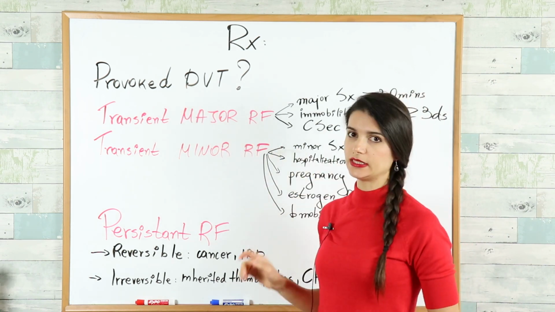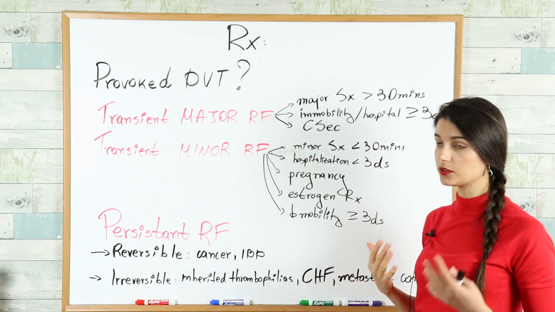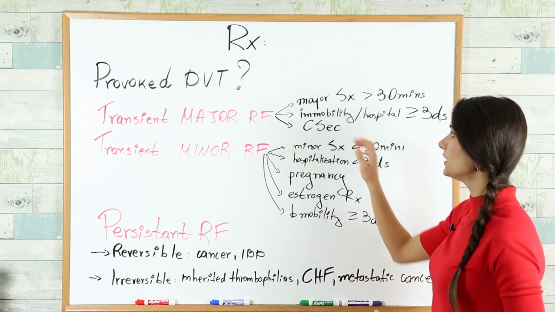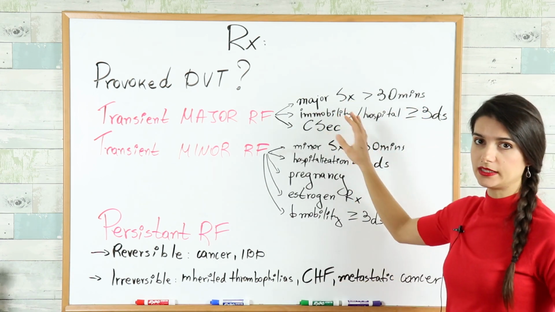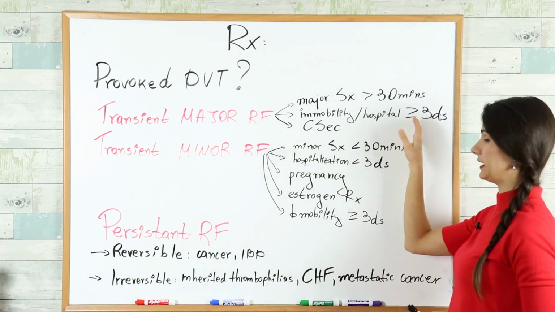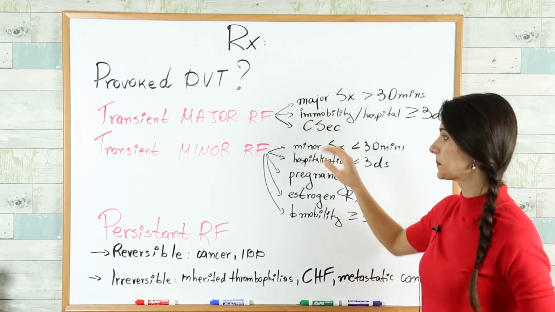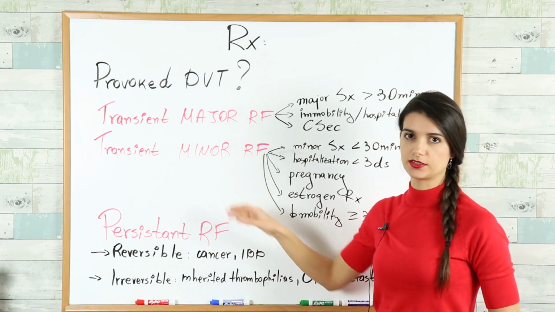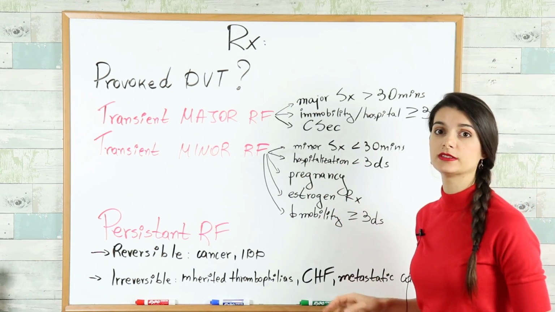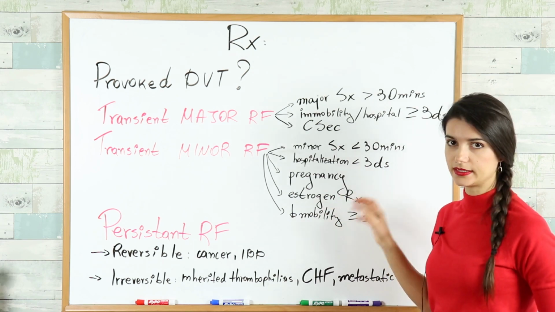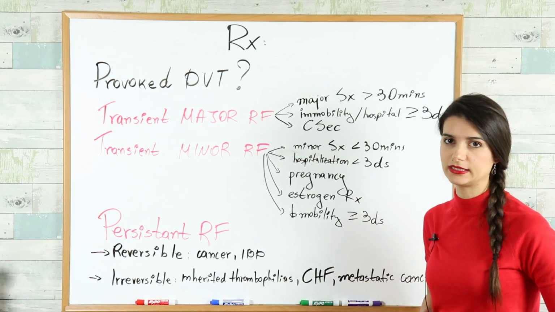Now, provoked DVT can be caused by transient major risk factors. And what are these risk factors that are major? Well, major surgery which lasted more than 30 minutes, immobility or hospitalization which has lasted 3 or more days, and a cesarean section. The transient minor risk factors include minor surgery less than 30 minutes, hospitalization less than 3 days, pregnancy, estrogen therapy, and decreased mobility for 3 or more days.